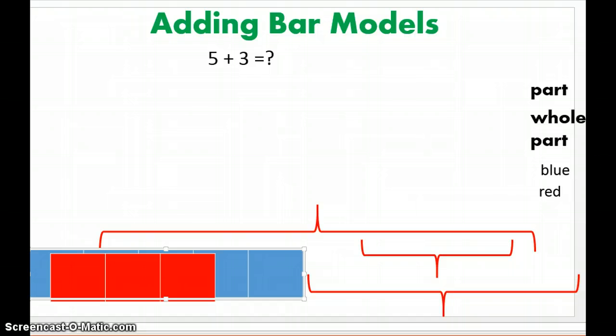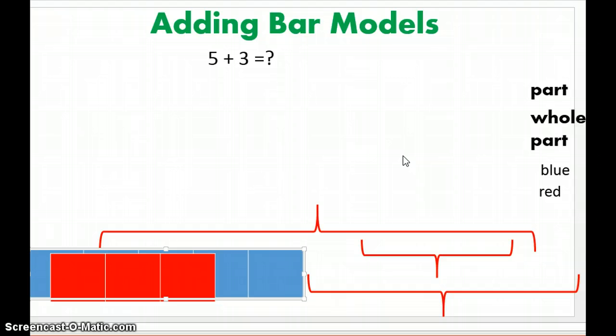You are about to watch the first bar model video, called Adding Bar Models. This bar model that I'm about to talk to you about is the simplest bar model. It is the bar model that we started using at the beginning of the year. So first of all, to begin, you might be asking, what is a bar model?